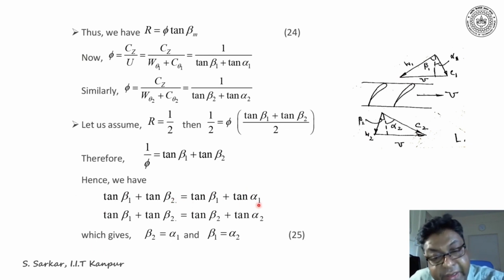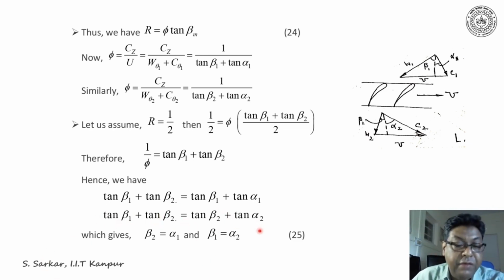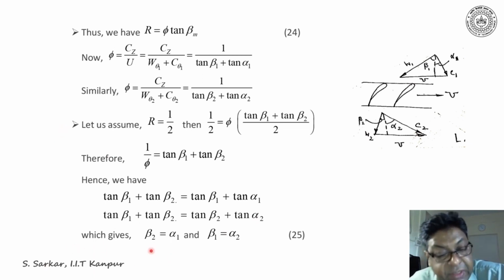So what I'll get? Alpha 1 is equal to beta 2. And from the second relation, tan beta 2 will cancel out. I'll get beta 1 is equal to alpha 2. Thus, for degree of reaction equal to half, I have got the following two relations, that beta 2 is equal to alpha 1 and beta 1 is equal to alpha 2.